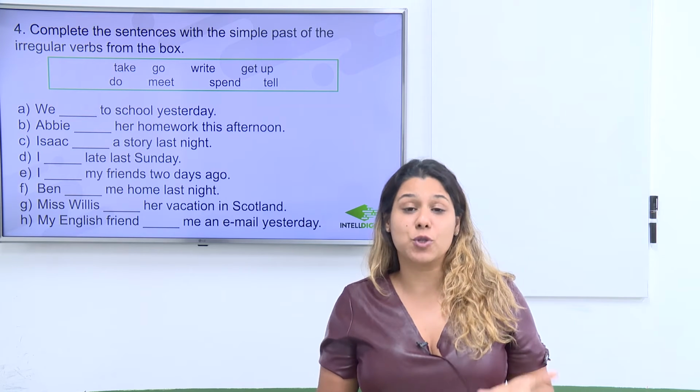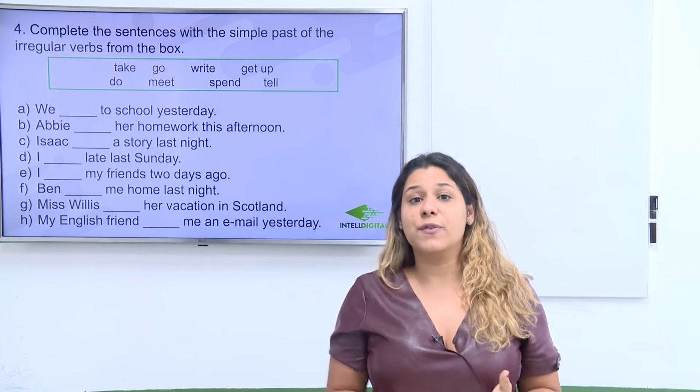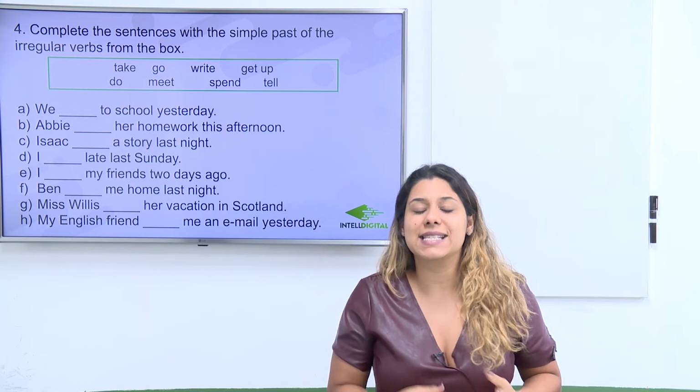Like, for example, verb to be. O verbo to be é um verbo irregular. Was, were, ok? Quando for negativo, a gente vai usar os auxiliares didn't.